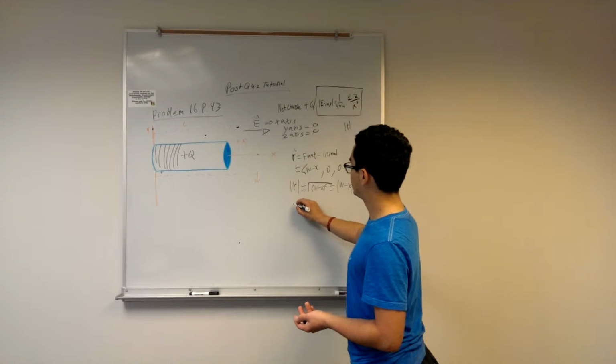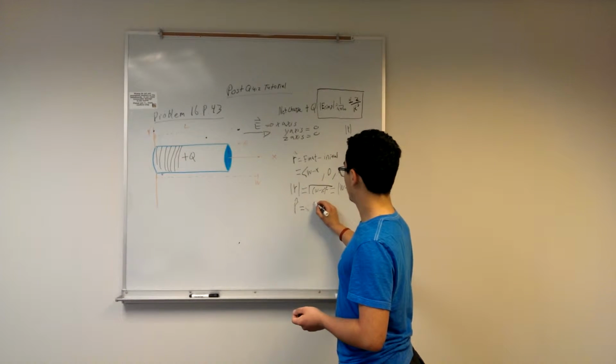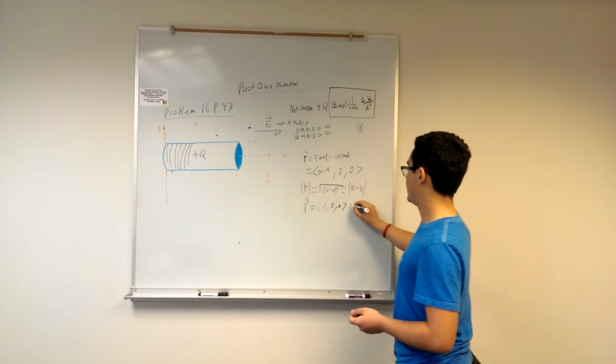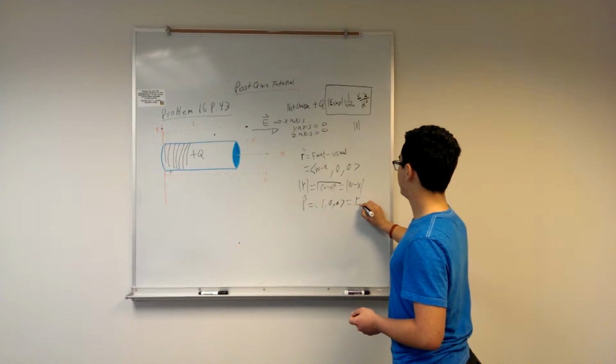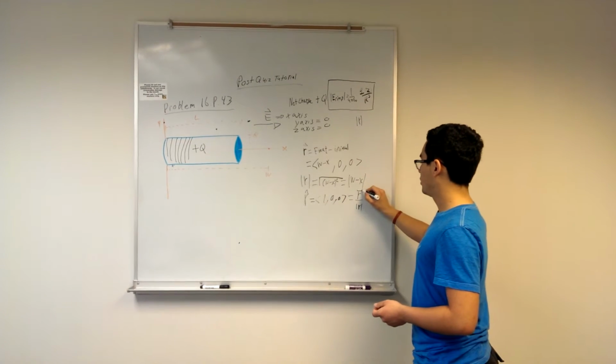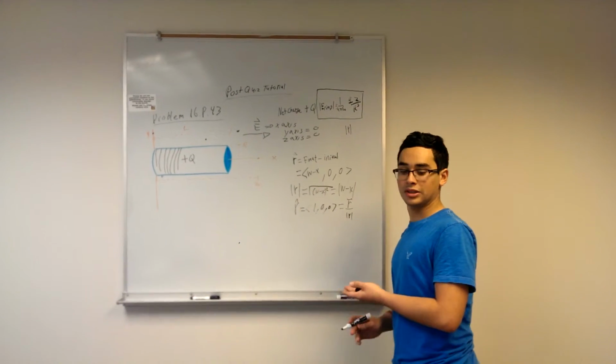And then our R hat, which is the direction of this, only to confirm, is going to be 1, 0, 0, because these two things are the same, and this is equal to our R divided by our R mag. So we can confirm that the direction is actually in the X direction.